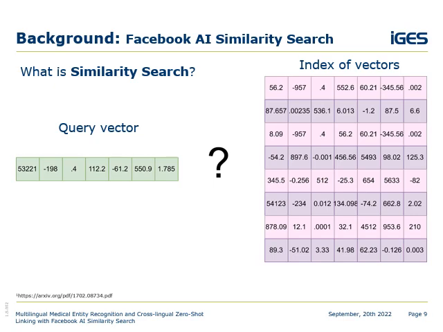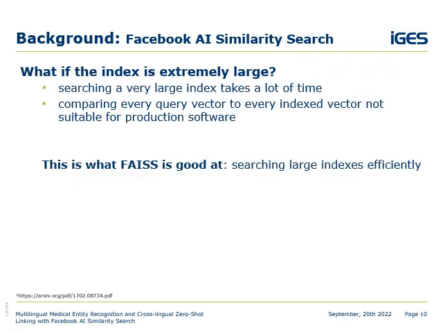Similarity search is when we have an index of vectors, as we see here on the right, and a query vector, the goal being to find in that index of vectors the most similar vector to the query vector. If our index is extremely large, searching this index can take a lot of time, as we're comparing every query vector to every indexed vector, and this is not very suitable for production software. So this is where FAISS comes in. It allows us to search very large indexes efficiently.